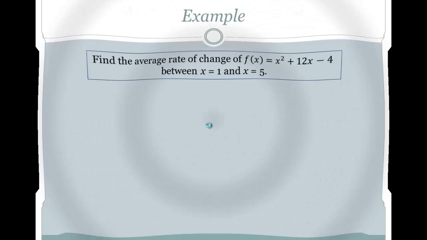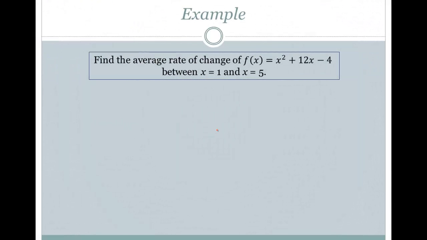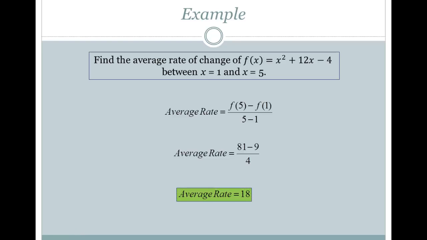Let's do an example. Find the average rate of change of x squared plus 12x minus 4 between 1 and 5. So again, using my average rate of change equation, I can see that my average rate is going to be equal to f of 5 minus f of 1 over 5 minus 1. Again, this is my rise. This is just the equation of the slope of a line. If I plug in, I get 81 minus 9 over 4, which is equal to 18.